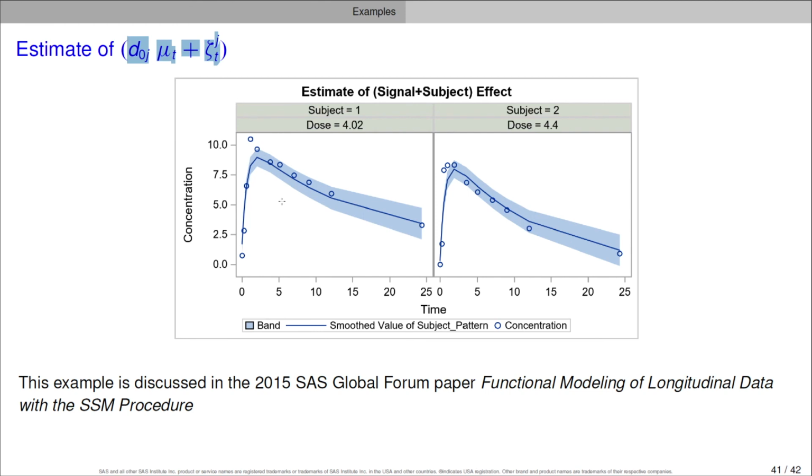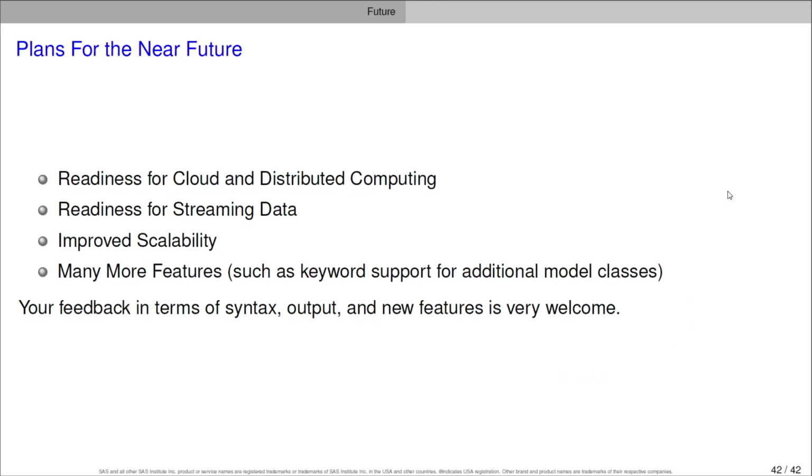These are the plots for this denoised curve for 2 subjects. Subject 1 was initially given a dose of 4.02 units. Subject 2 was given an initial dose of 4.4 units, and here is what the denoised curve looks like for these 2 subjects. So you see that the SSM procedure is very flexible. It can be applied to a large variety of sequential data, and in fact I have hardly covered the possibilities.